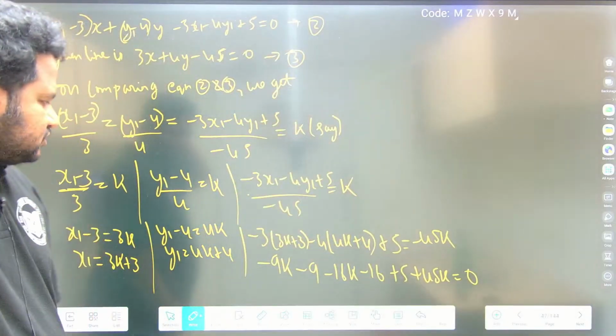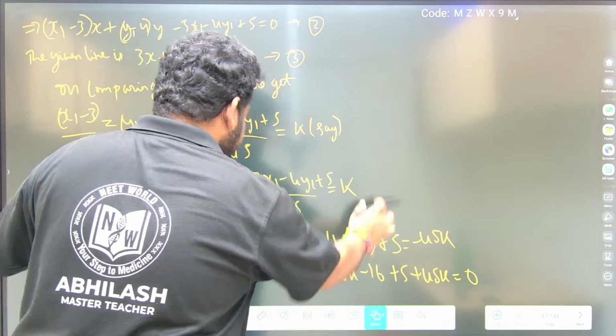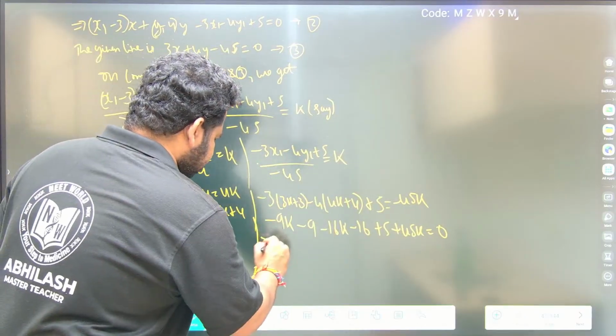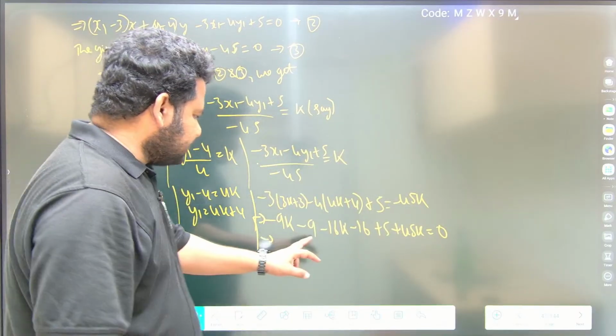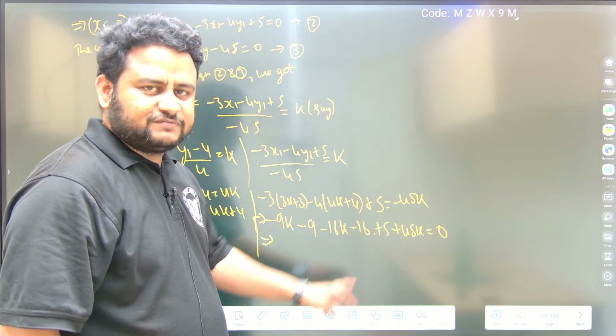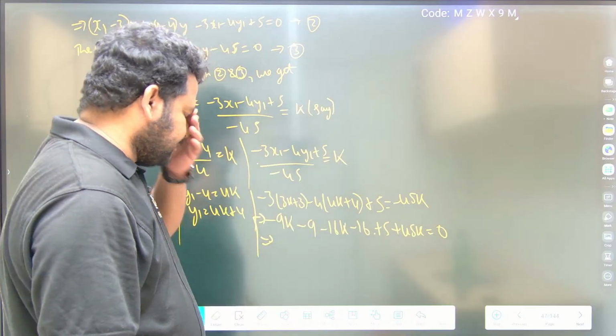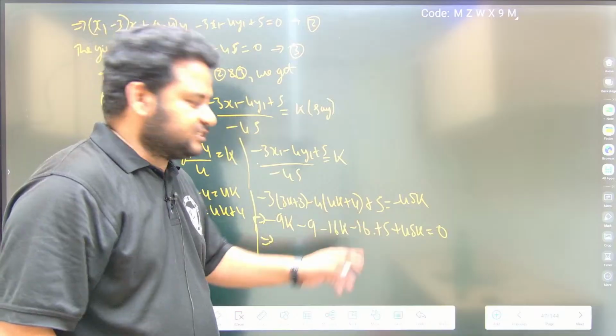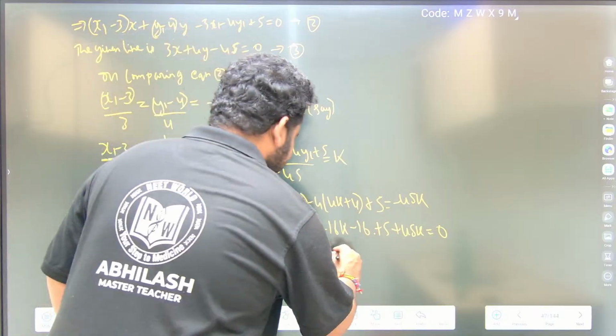Correct. Now let us solve this. Observe carefully. Minus 9 minus 16 is minus 25. Minus 25 plus 5 is minus 20. So we are having minus 20.